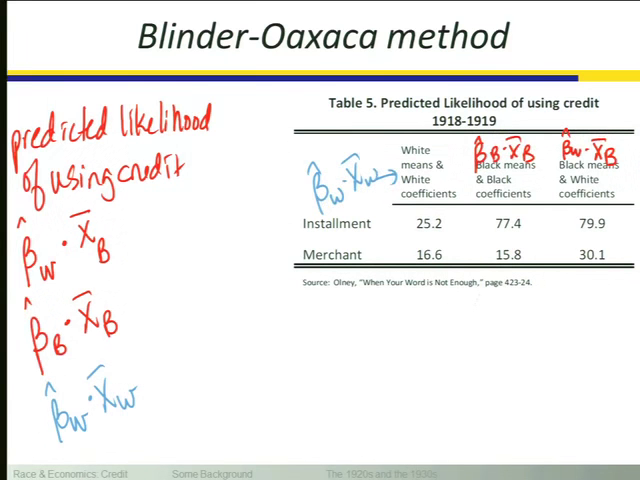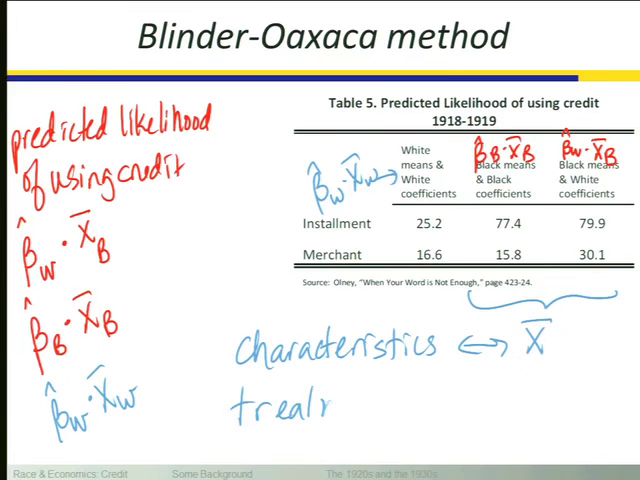Comparing the second and the third columns, the second column is saying the typical black family, because we're using the means for the black population, and so the characteristics are captured by the means. So we're going to take the typical characteristics of the typical black family, and we're going to treat them as if they're white. So the treatment is captured by the coefficients.